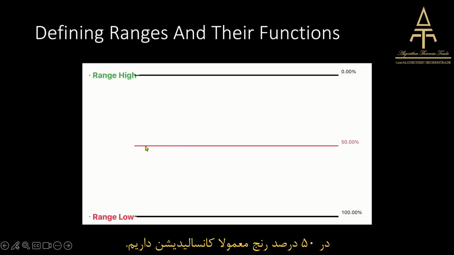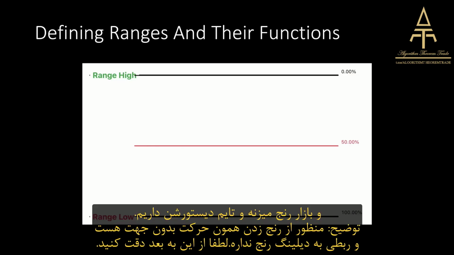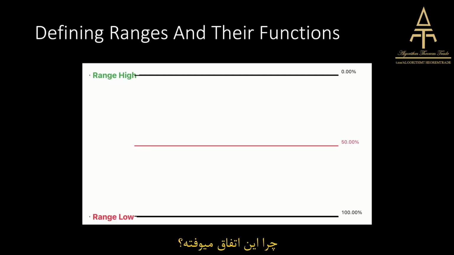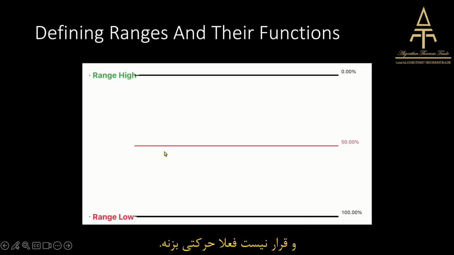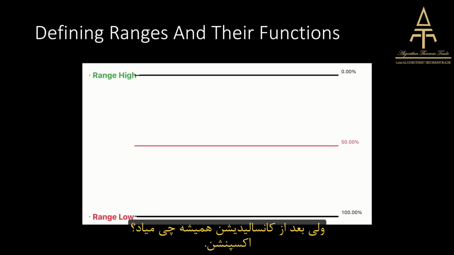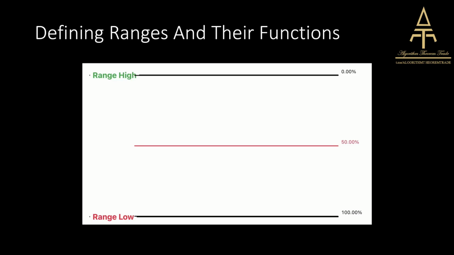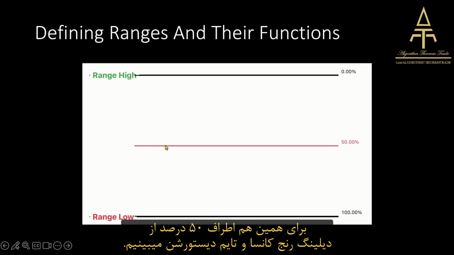Around 50% of that range, price will seek to consolidate. It will seek to distort time. It will seek to go sideways. Why does that occur? It traps people into believing that the market is stuck, that it's not gonna move, that it's not gonna do anything. And what do we know? That always follows after consolidation, expansion. And therefore we often see around 50% of any dealing range time distortion take place, consolidation.